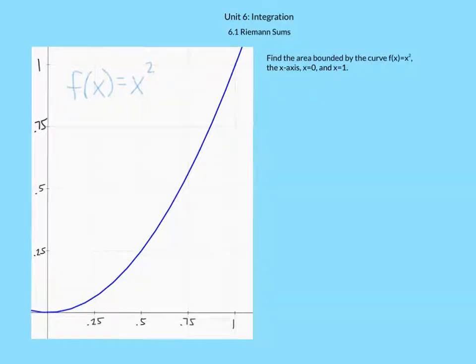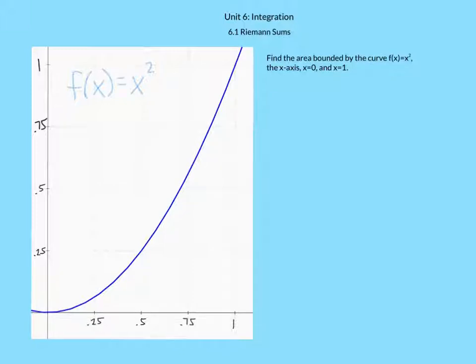Welcome to Unit 6, Integration. We did some of this at the start of the year when we did our calculus overview. This is the other big idea in calculus after derivatives. Integrating is finding the area under a curve bounded by the x-axis, usually from one x value to the other.